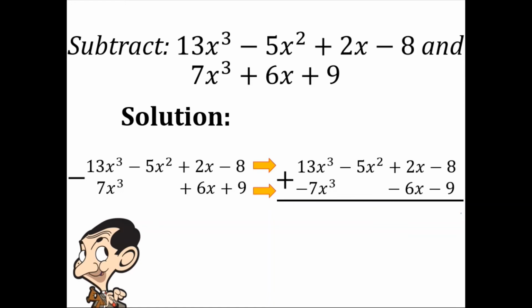Proceed to addition. 13x cubed plus negative 7x cubed is 6x cubed. Bring down negative 5x squared. 2x plus negative 6x is negative 4x. Negative 8 plus negative 9 equals negative 17. So the difference is 6x cubed minus 5x squared minus 4x minus 17.